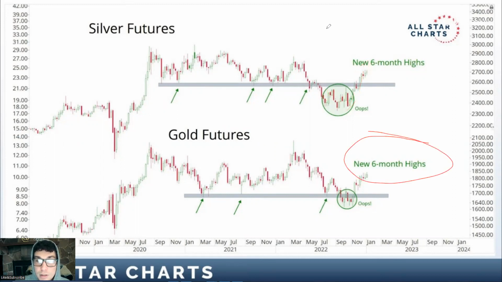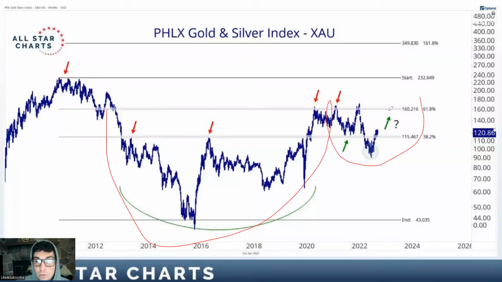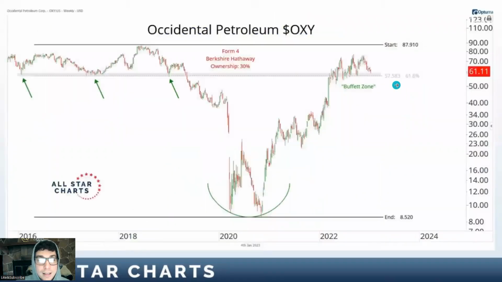Gold futures, new 6-month highs. Silver futures, new 6-month highs. Now this is an individual one you can look at. This is the gold and silver index, XAU, all right? And we can see here that this also looks like a nice cup and handle, right? So we've got our cup here, we've got a handle forming, and it looks like we could be getting some type of a breakout here. So if you wanted to check XAU out, you can definitely do that.